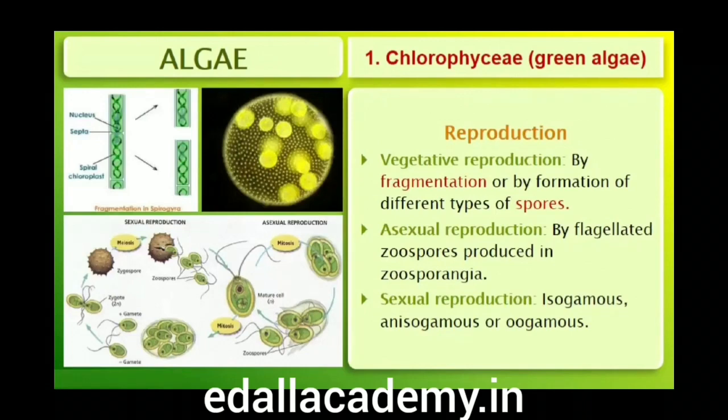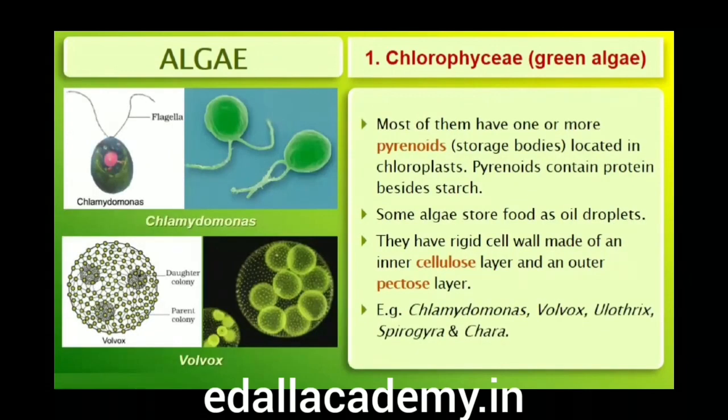Asexual reproduction is by flagellated zoospores produced in zoosporangia. The sexual reproduction shows considerable variation in the type and formation of sex cells, and it may be isogamous, anisogamous or oogamous. Some commonly found green algae are Chlamydomonas, Volvox, Ulothrix, Spirogyra and Chara.